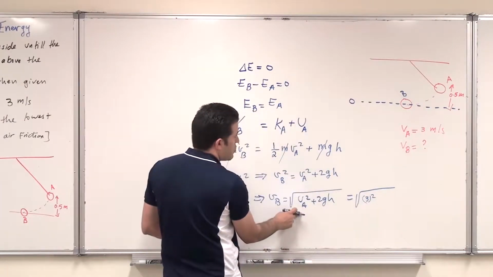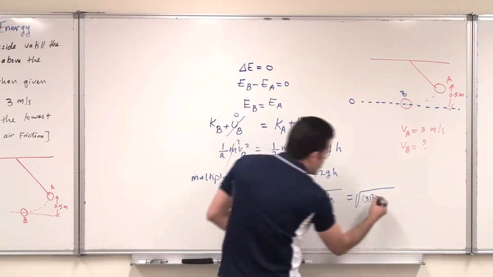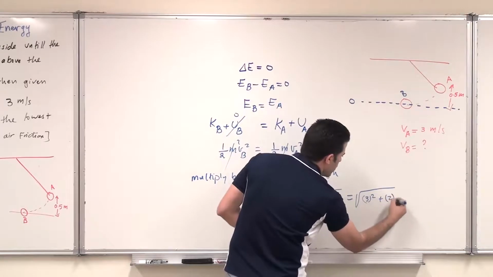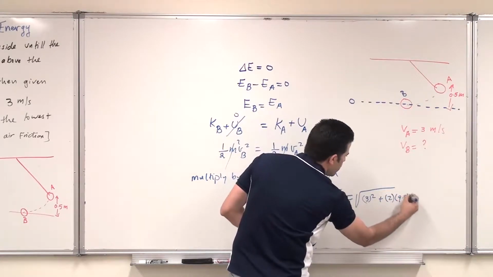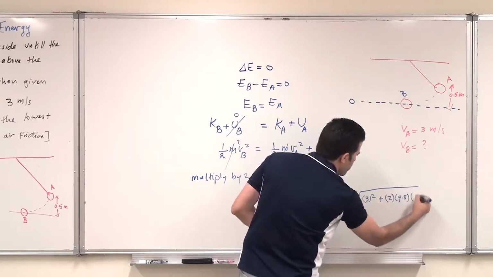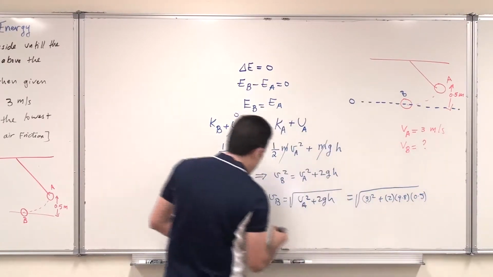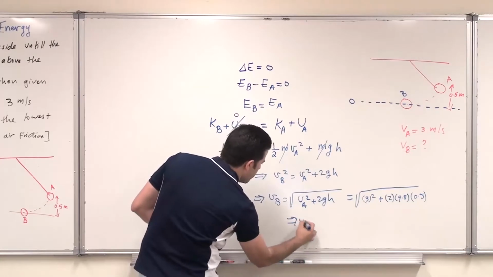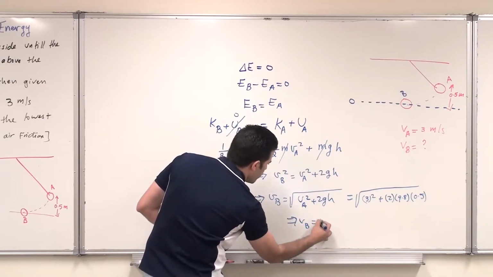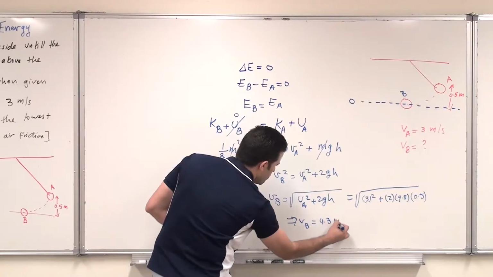And Va squared is 3 squared, since the initial velocity at A is 3 meters per second, plus 2 times g, 9.8, times the height h from the reference point, which is 0.5. And this will yield a Vb of 4.3 meters per second.